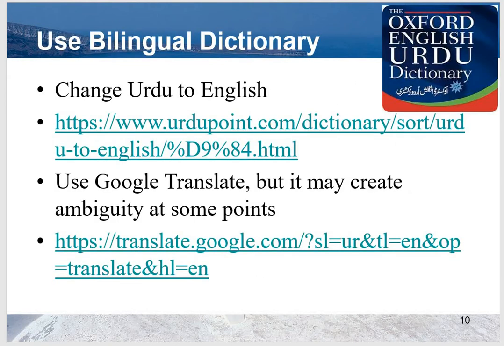Use a bilingual dictionary. Okay, sometimes it happens with me even that I have an Urdu word in my mind, but I don't know its English. How can I find its English word? Change Urdu to English. This is the Urdu Point website. You will find a dictionary. Suppose your word is Qabil-e-Hasool, an Urdu word. Just click on Qaf and it will show all words which start from Qaf. And then you can see its English as well as Urdu. This is very useful and it saves your labor.